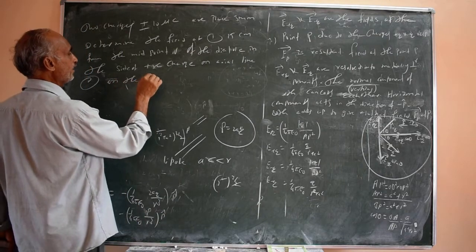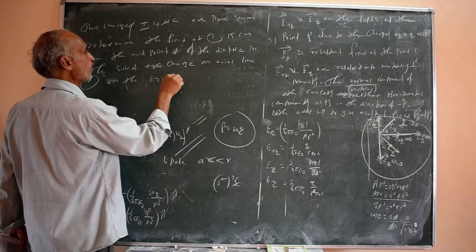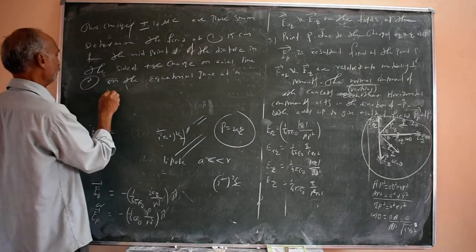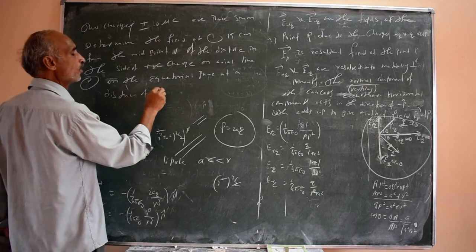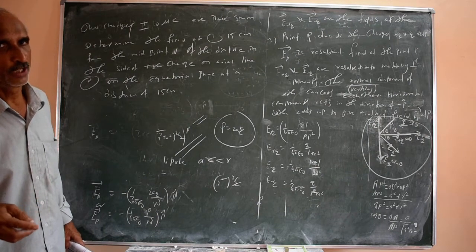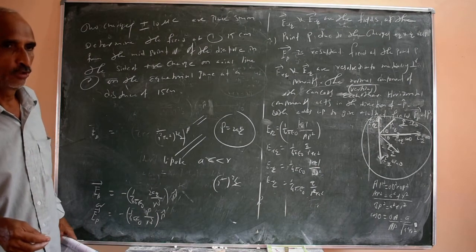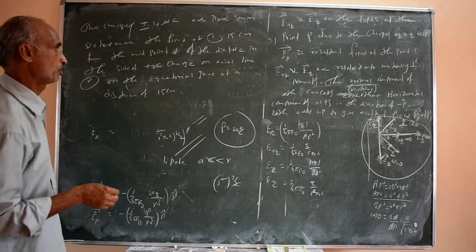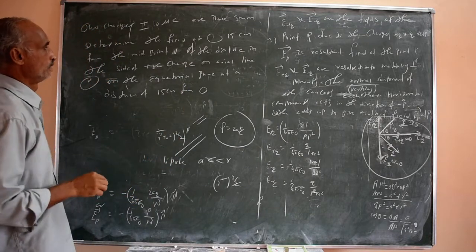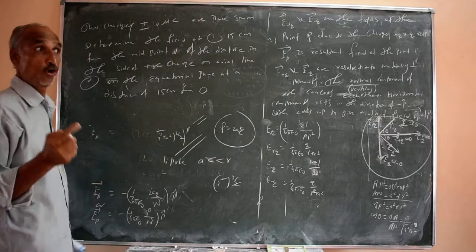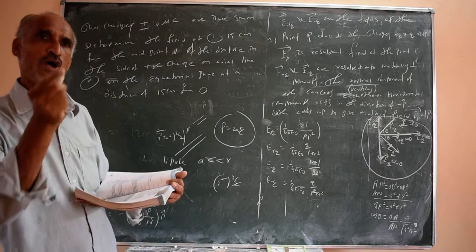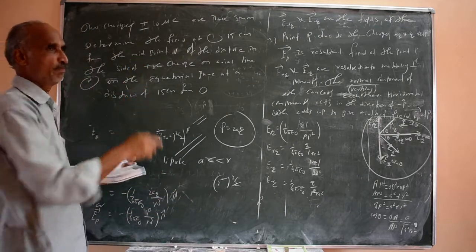On the equatorial plane, at a distance of 15 centimeter. Centimeter means 10 to the power of minus 2. Everything is to be converted to meters, whether millimeter or centimeter. 15 into 10 to the power of minus 2 meters, 15 centimeter from O. Therefore, in both cases, r is the distance between the center O and the point P, which is 15 centimeter.